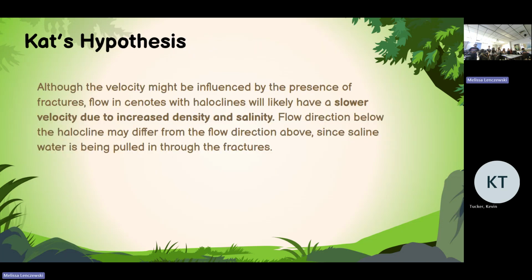And my hypothesis is that although the velocity might be influenced by the presence of fractures, the flow in cenotes with haloclines will likely have a slower velocity due to an increased amount of density and salinity. I also think that flow direction below the halocline may be different from the flow direction above, since saline water is being pulled through fractures.